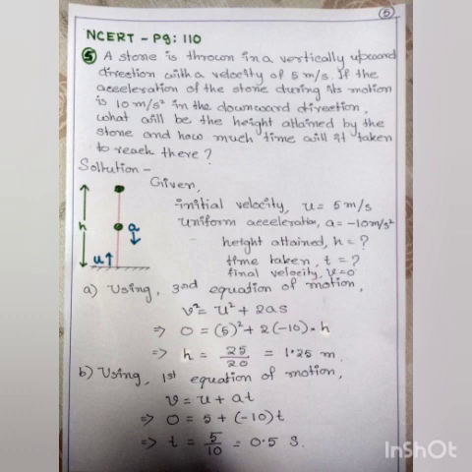So for this calculation, see, the final velocity v is 0 and time we have to calculate. We know initial velocity, acceleration. So we will use first equation of motion, that is v equals to u plus at. Okay. So just substitute v equals to 0, u equals to 5 and a equals to minus 10. And time will be therefore 5 by 10, that is 0.5 second.